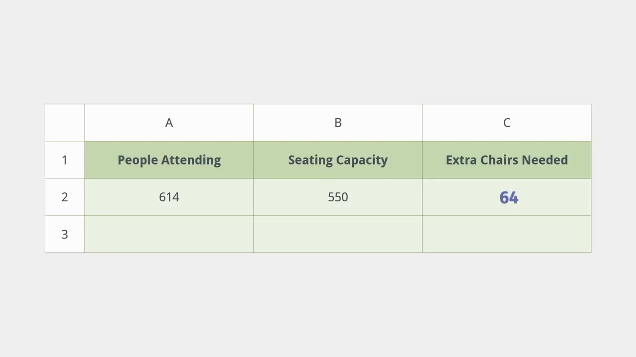Looks like we're going to need 64 extra folding chairs. And because we used cell references, we can change the number of people attending, and the answer will update automatically.